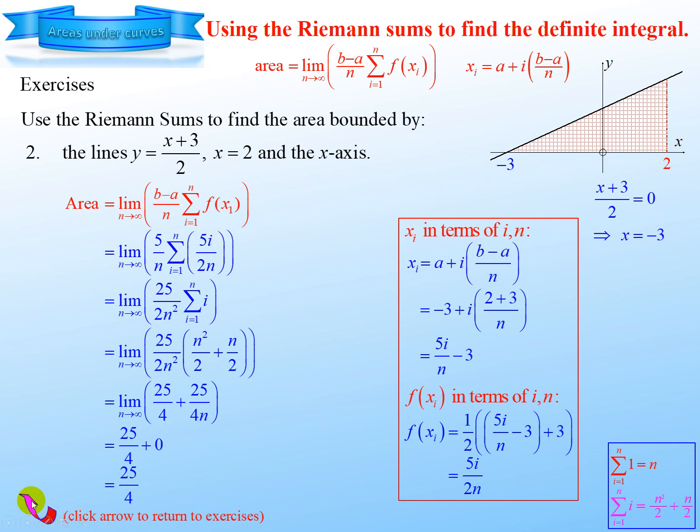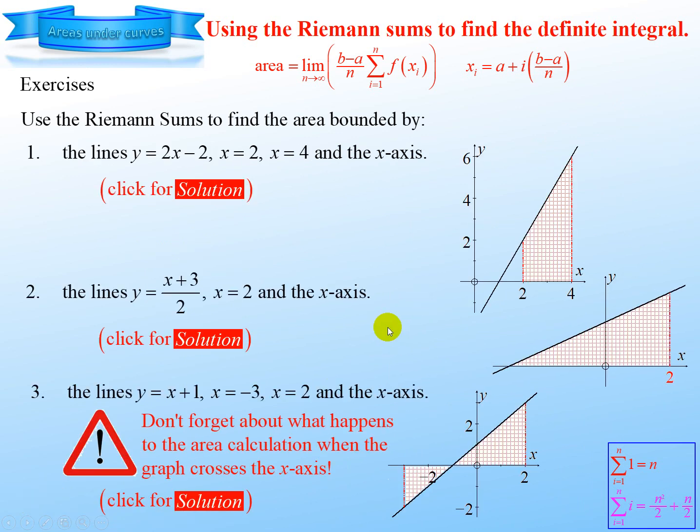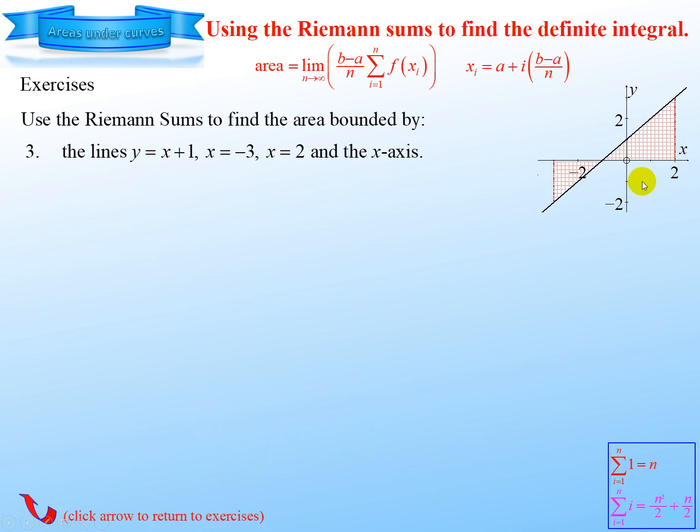Let's go back again. There we are. Now we have, oh, whoops, you see we have an above and below. So it says, don't forget about what happens to the area calculation when the graph crosses the axis. Let's go to the solution. The graph crosses the axis.